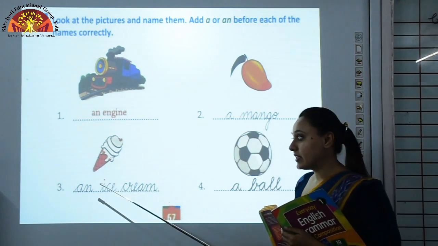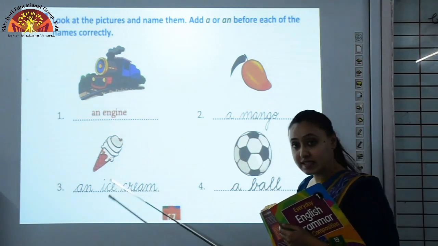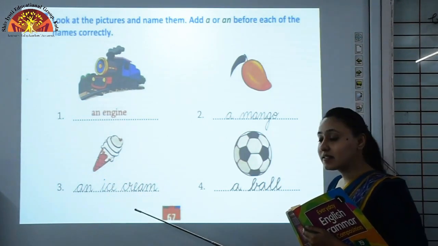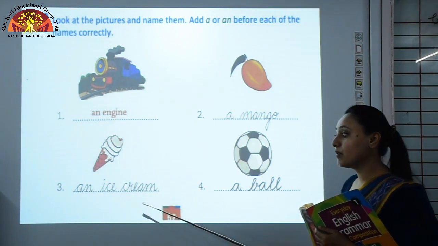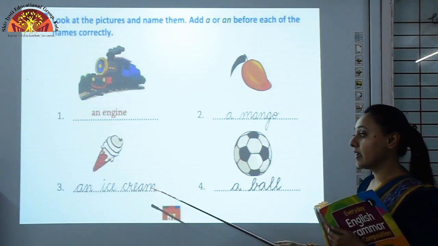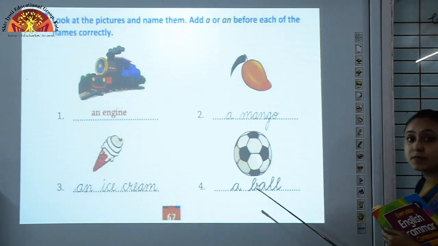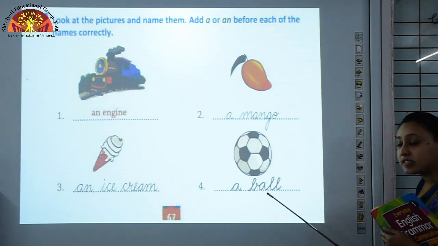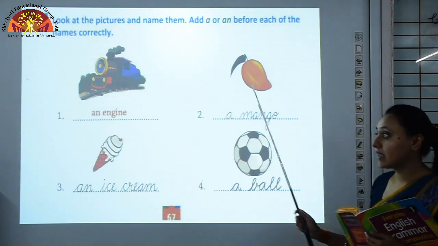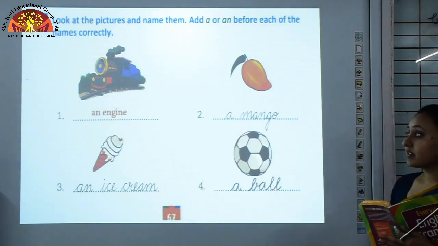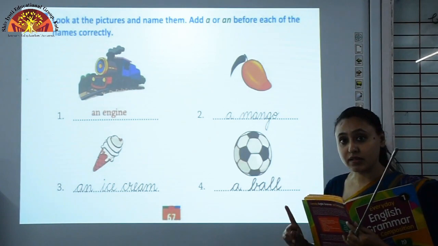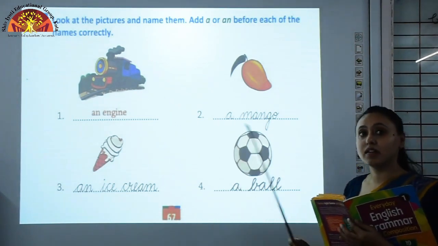Now look at number 3. Children, this is the picture of ice cream. You love ice cream, don't you? Ice cream is a vowel sound word, so we will add AN before ice cream. An ice cream, I-C-E, C-R-E-A-M, cream. Now look here, this is the picture of a ball. Ball is a consonant sound word, so we will add A before ball. So children, all these pictures we are talking about are one thing. We are talking about singular naming words, so we will add AN or A.